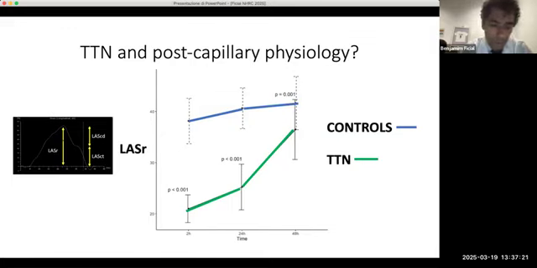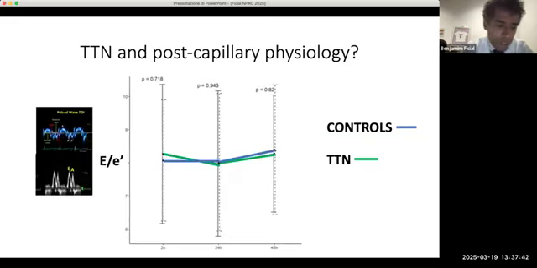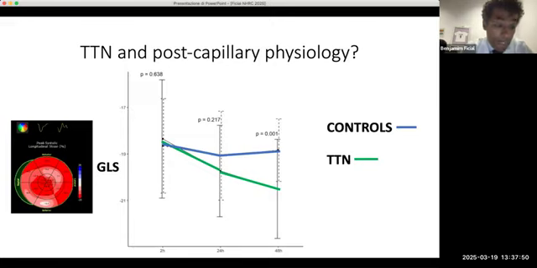group by time interaction. The reduced left atrial strain reservoir observed in neonates with TTN suggests, in our opinion, the presence of a diastolic dysfunction, which may explain, or at least contribute to, the delayed clearance of lung fluid. This difference is not detected by the E/E' ratio. The same is true for GLS, global longitudinal strain, that was normal over the study period in both cases and controls.